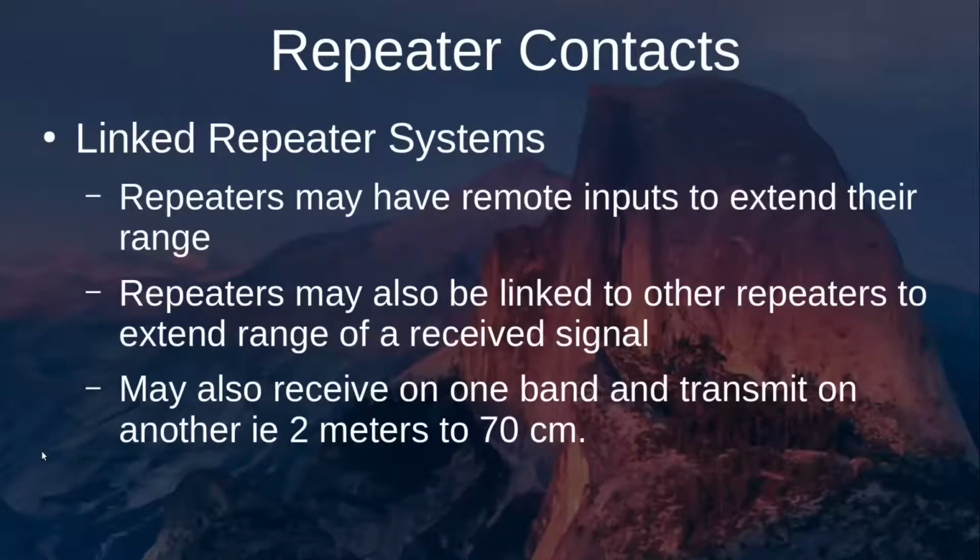Repeaters can function as standalone units, or they may have remote inputs to extend their range. Repeaters can also be linked to other repeaters to extend the range of received signal. This could be localized in a county, or it could be on a regional basis, or even statewide. Repeaters can also receive signals on one band and retransmit that signal on another band. For example, a signal may be received on the 2-meter input and then retransmitted on 70 centimeters.